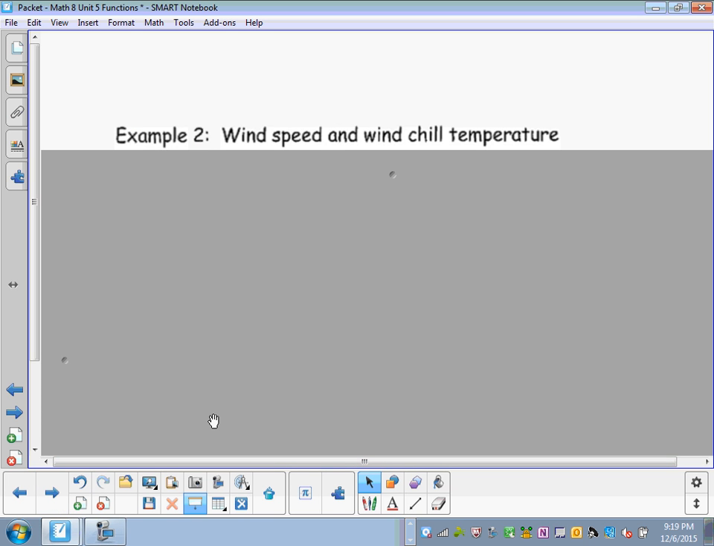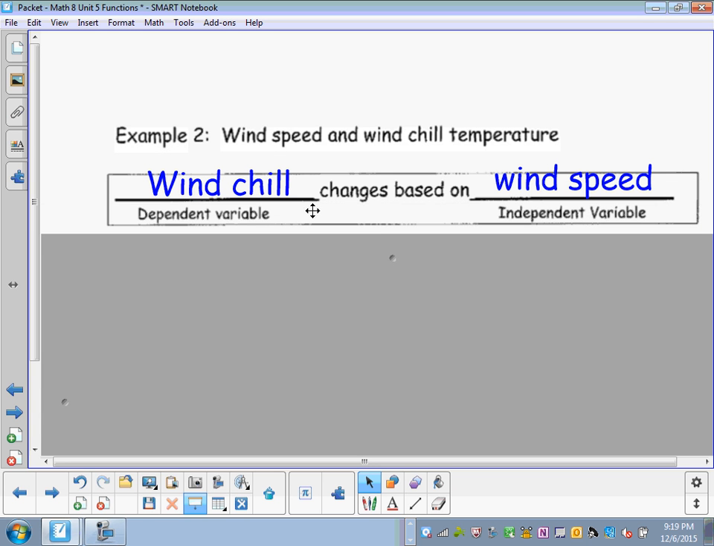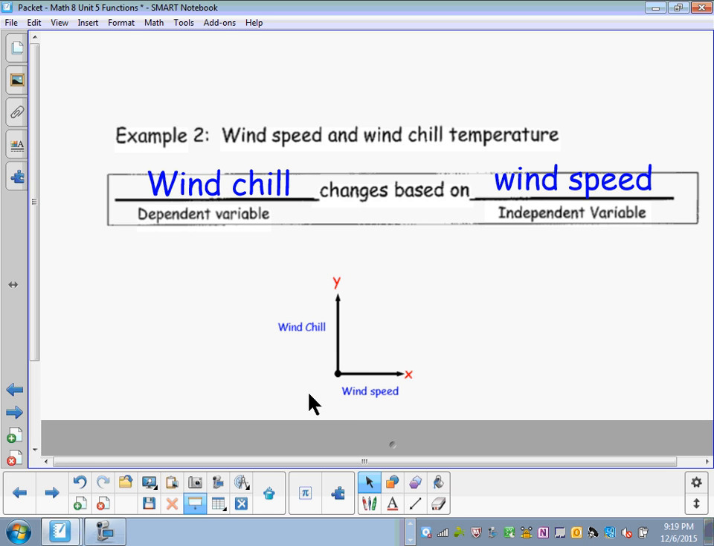Example 2, wind speed and wind chill temperature. Well, how chilly it is, or the wind chill, is based upon the wind speed, how much wind we have. So the wind chill changes based on the wind speed. And again, if I were to visualize that, the wind speed would be on the x-axis and the wind chill would be on the y.